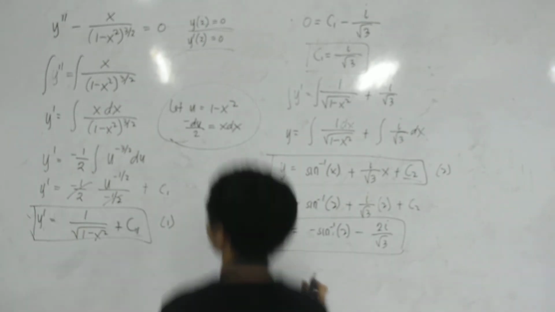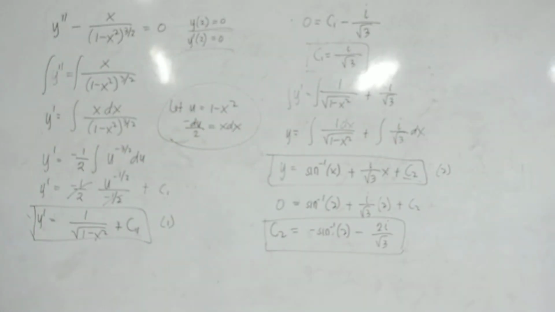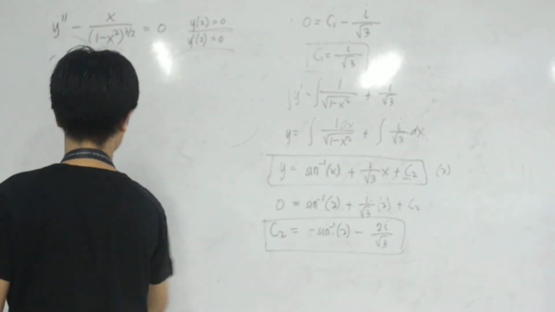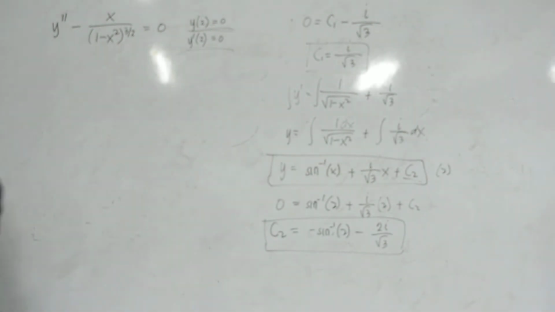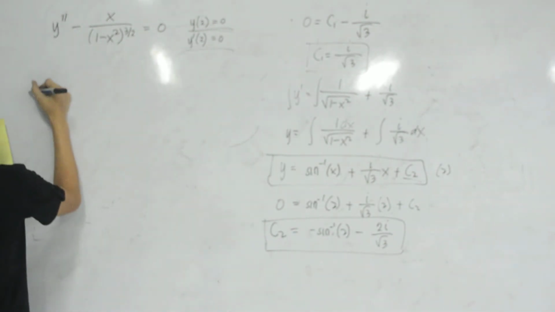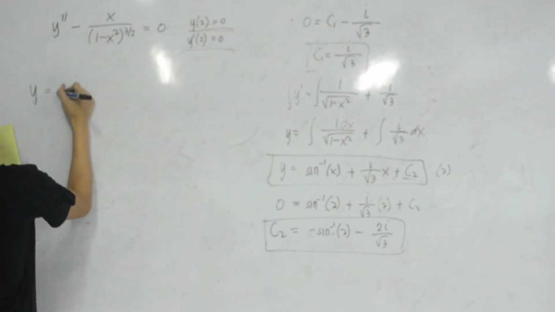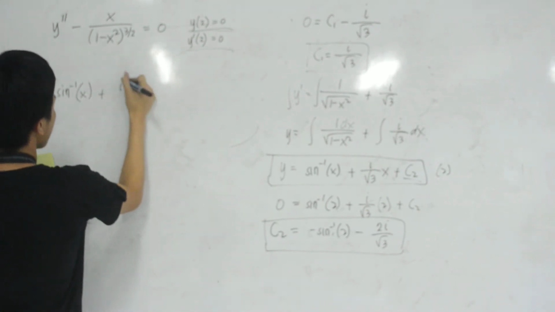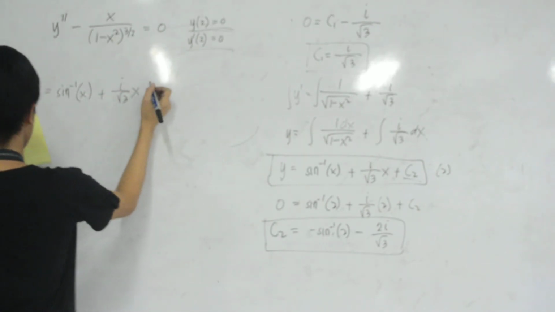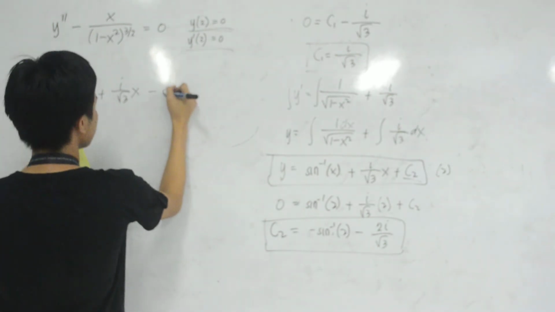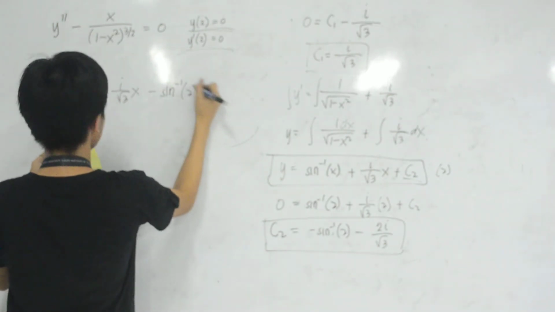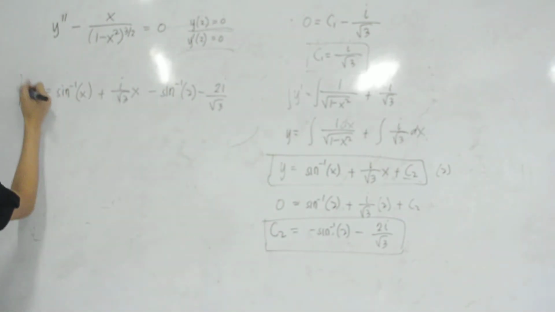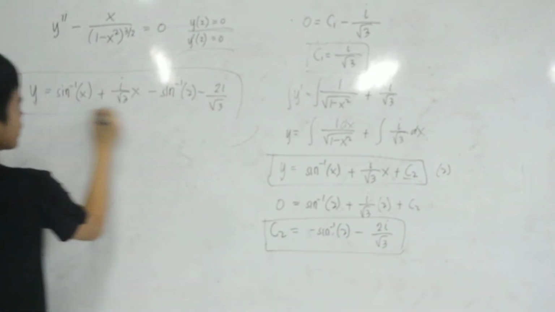Since we already have the values for C1 and C2, we now have our final answer. So our final answer is y is equal to sine inverse of x plus i over square root of 3 times x minus sine inverse of 2 minus 2i over square root of 3. This is now our general solution for the given equation.